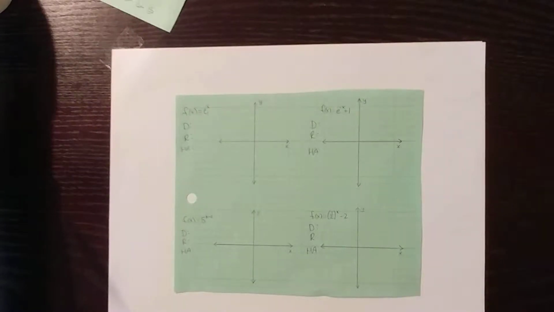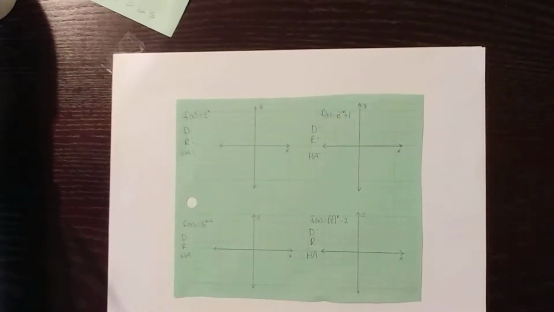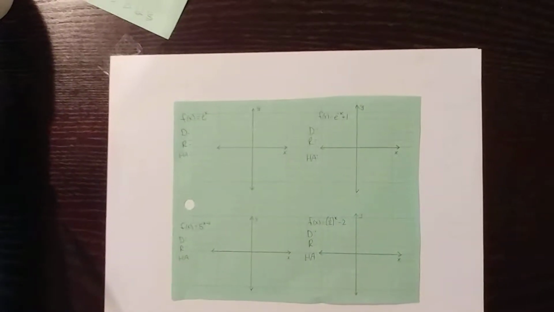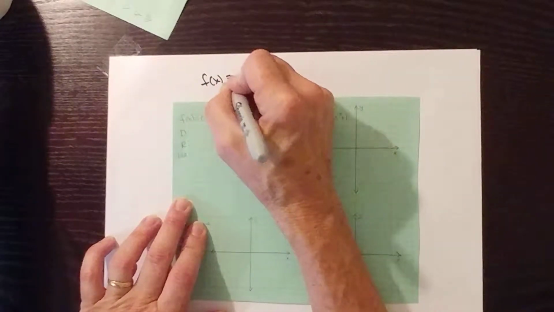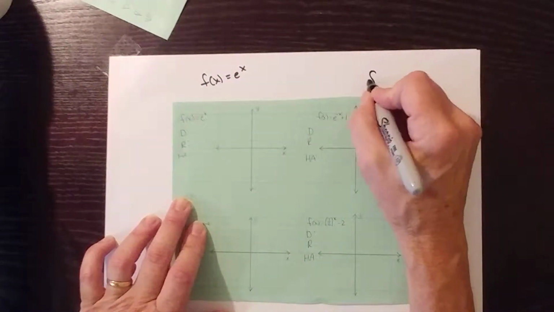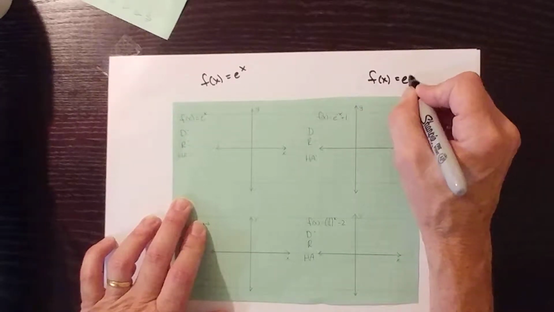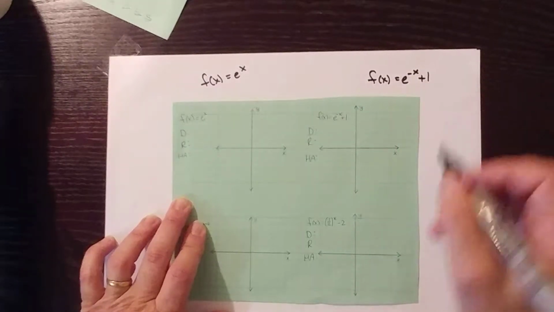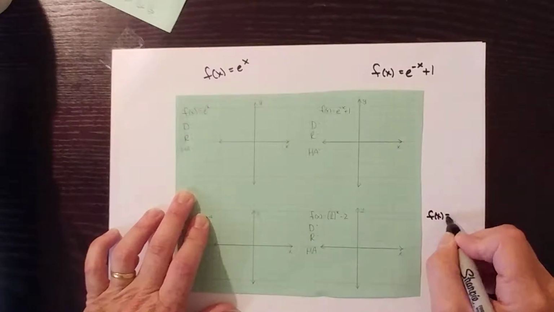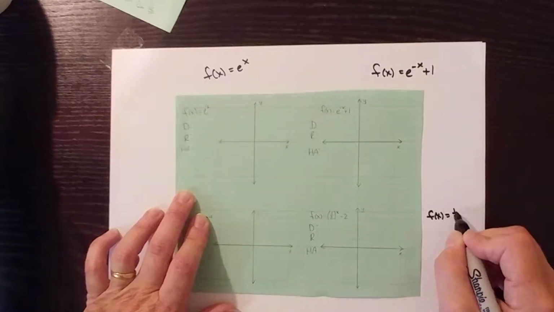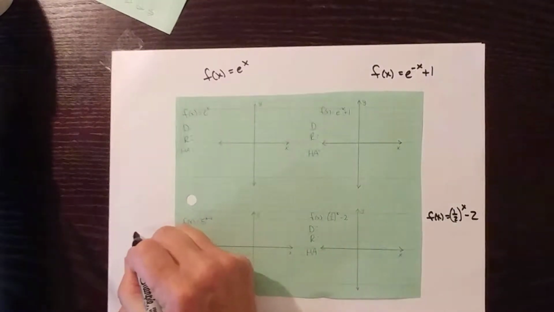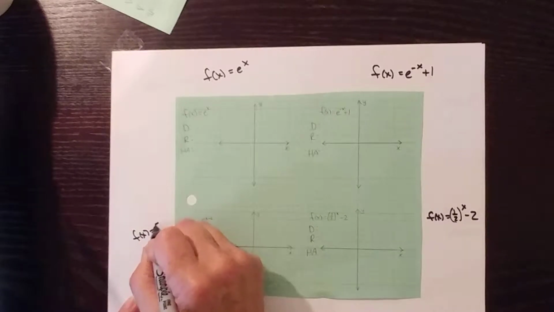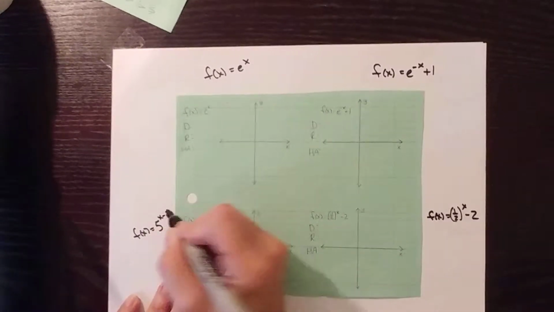In this video, we're going to graph 4 exponential functions. We just got through seeing how to graph exponential function with the base bigger than 1. So just to make sure you can see what these functions are, this function is f of x is e to the x. This function is f of x is e to the negative x plus 1. This is f of x is 1/2 raised to the x minus 2. And this one is f of x is 5 raised to the x minus 2.